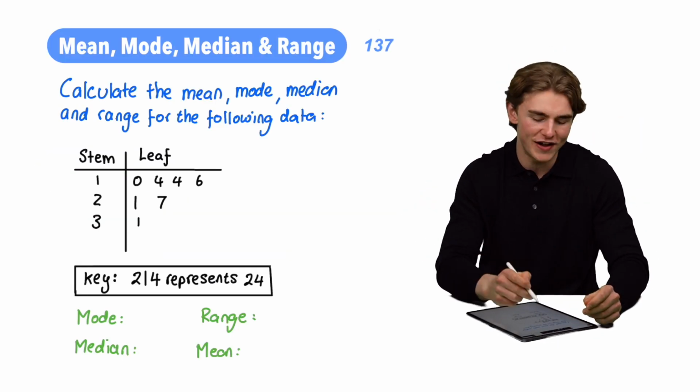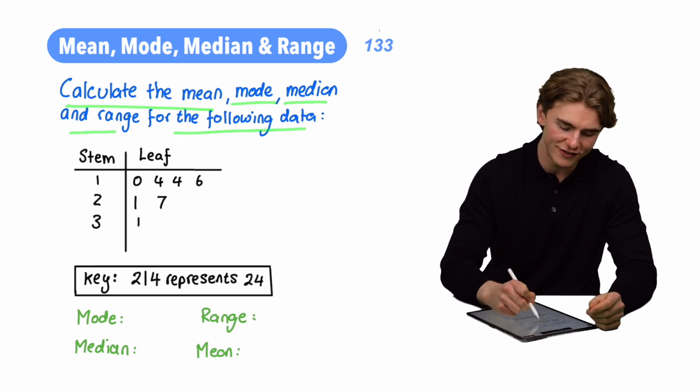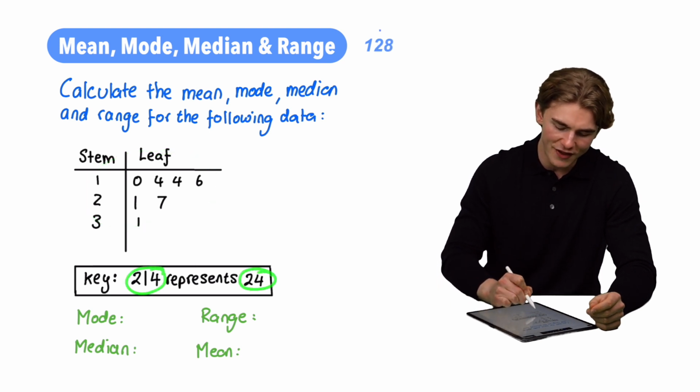Let's have a look. The question says, calculate the mean, mode, median, and range for the following data. We're given this stem and leaf diagram. We're given this key. We're told that 2 line 4 represents 24, and then we're given our prompts for our mode, range, median, and mean.